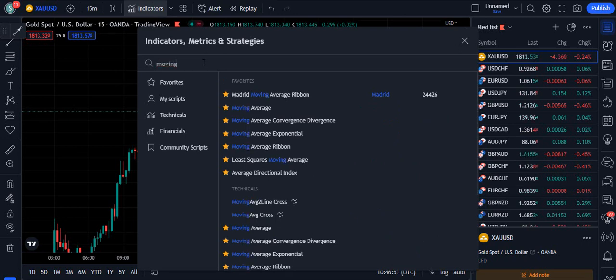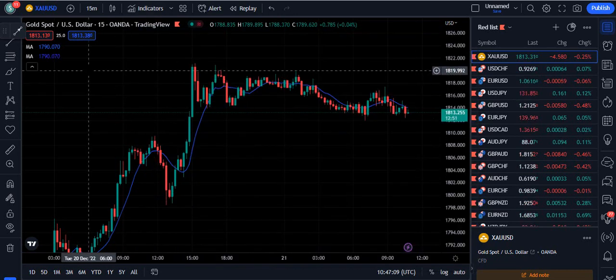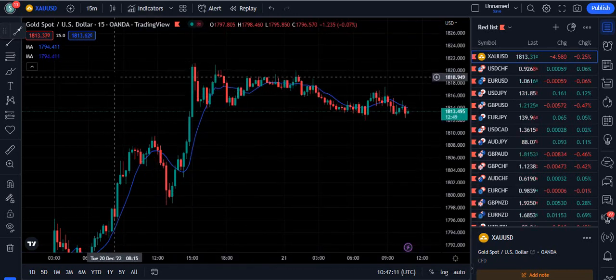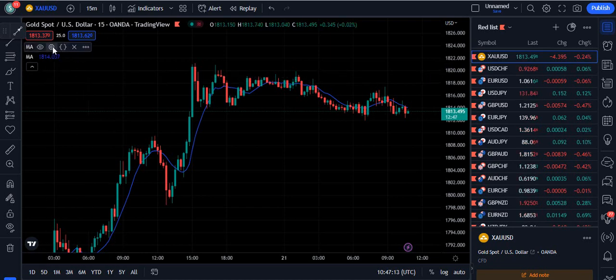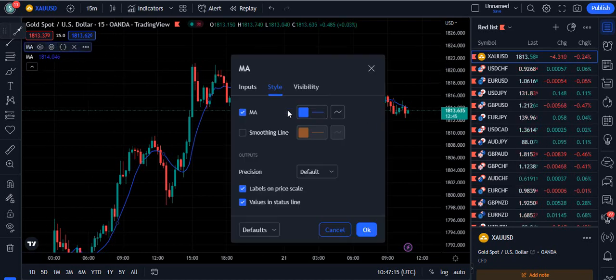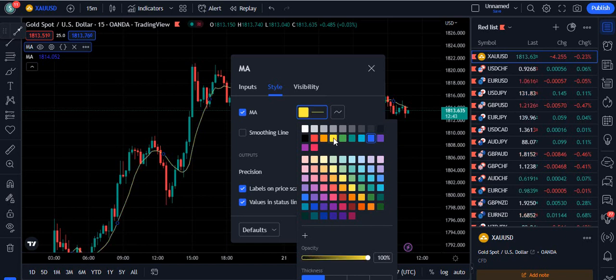If you write just moving average on your TradingView, then it will come up as simple moving average. I'm not talking about other moving averages, the simple moving average which is given by default on TradingView. Just click on this one, but twice, because we want this moving average to be on our screen two times. Now we are going to the settings of the first moving average, and we are going to give it a yellow color.